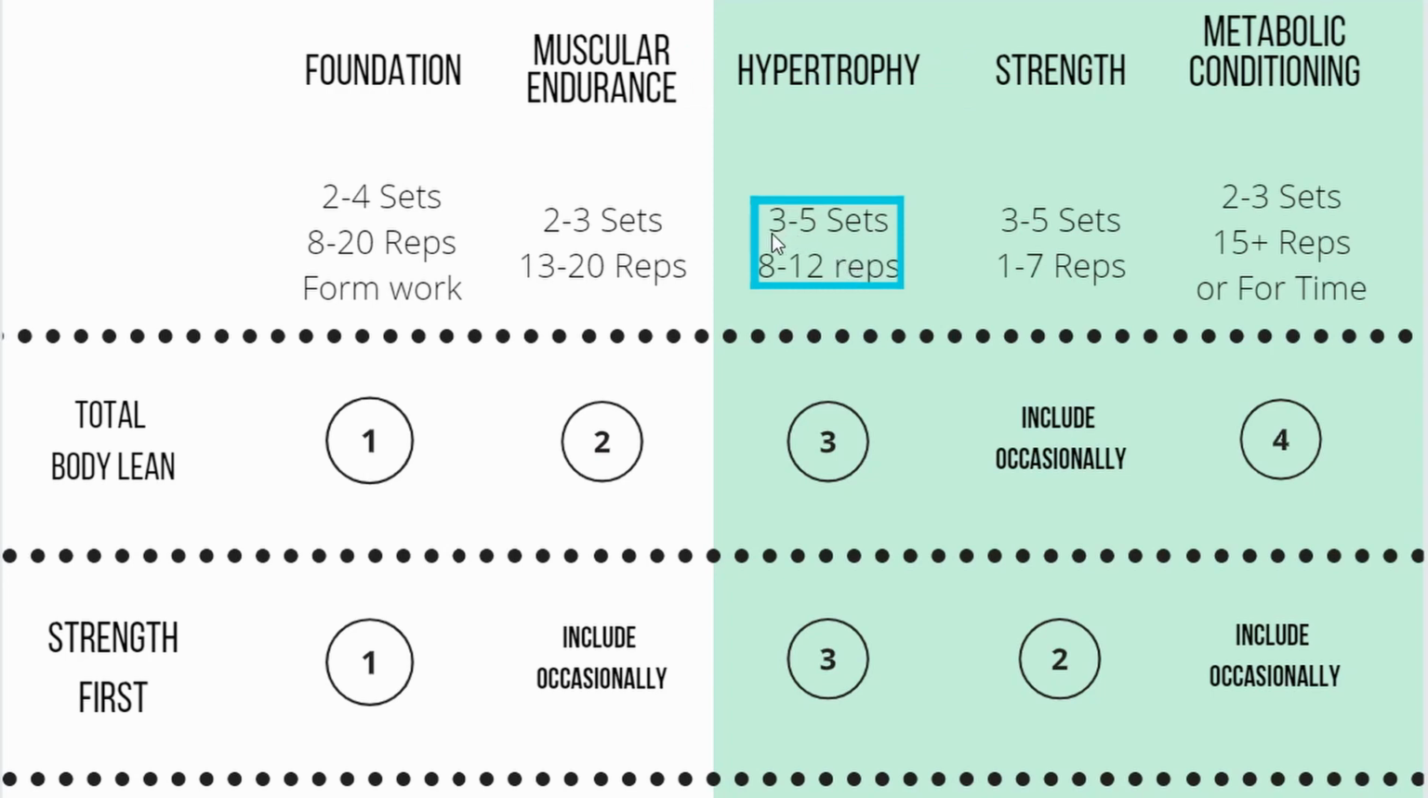So for 6 to 8 weeks, my clients will be doing 3 to 5 sets of these different exercises, and they'll be doing 8 to 12 reps for each exercise. The fourth phase is metabolic conditioning, as you can see a 4 right here. So in this category, they're going to be doing 2 to 3 sets, 15 or more reps, or sometimes they'll be doing exercises for time.